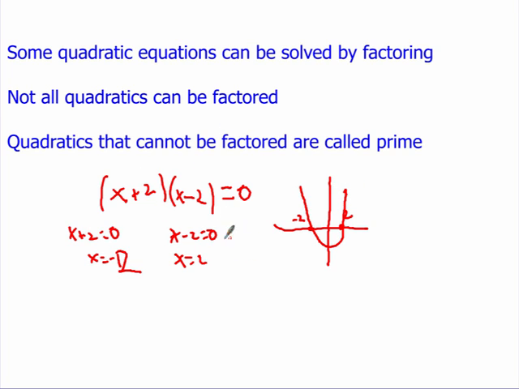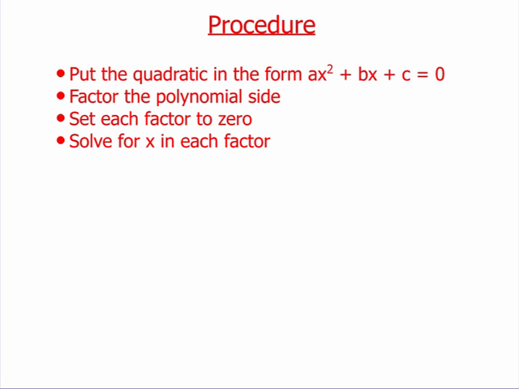So, for these problems that we're going to do, the way we find our solution is simply by factoring them and setting each one of our factors to 0 and solving for x. So let's take a look at the procedure for doing this. We have to first put the quadratic into the form ax squared plus bx plus c equals 0. This is the same as graphing. You're going to see we're going to do this pretty much every time we solve a quadratic. Then we're going to factor the polynomial on each side. We're going to set each factor to 0, and then we're going to solve for x in each factor.